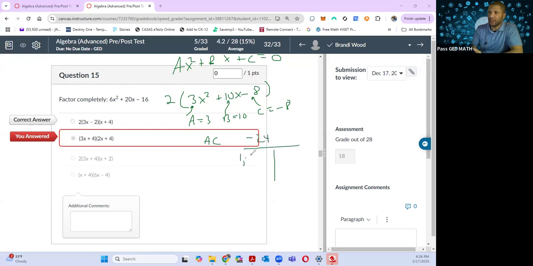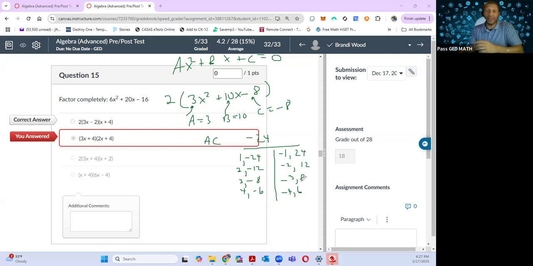So we get 1, -24, 2, -12, 3, -8, 4, and -6. Those are all the factor pairs that will give you -24. But we know when you have a negative number, one can be positive, one can be negative. So on the other side, we're going to reverse the sign. So we got -1 and 24, -2 and 12, -3 and 8, -4 and 6.